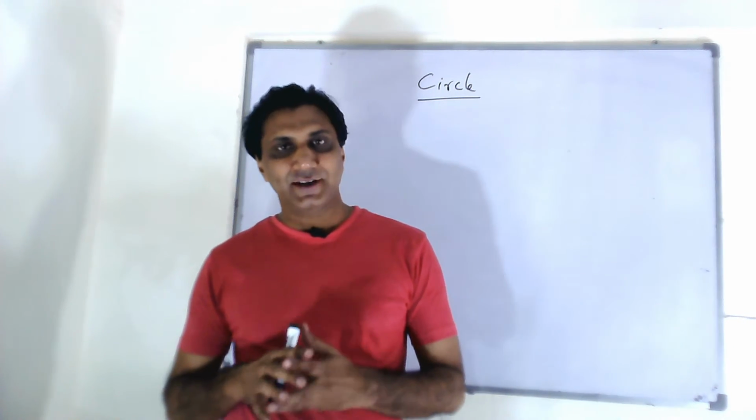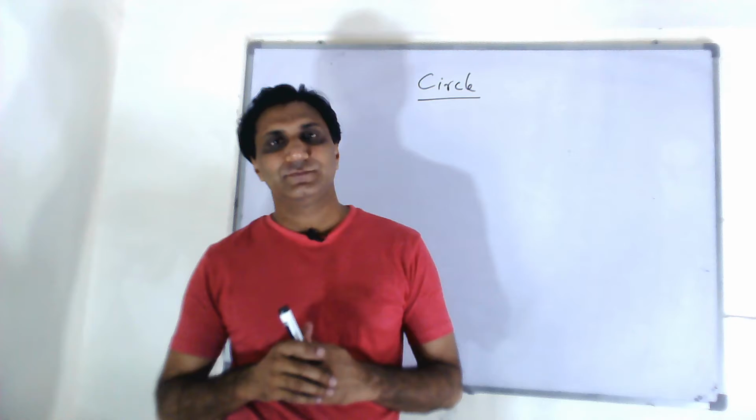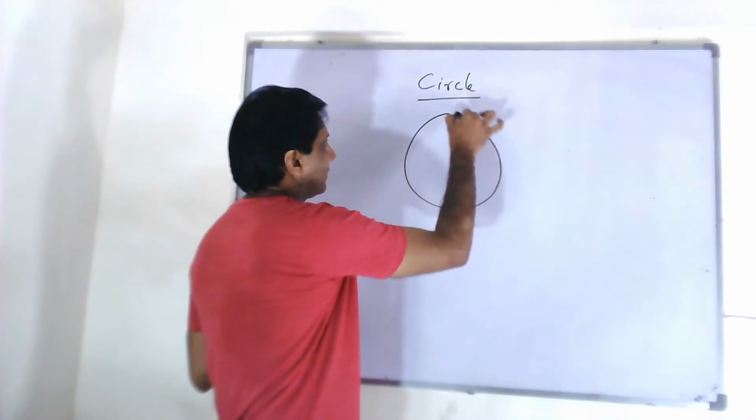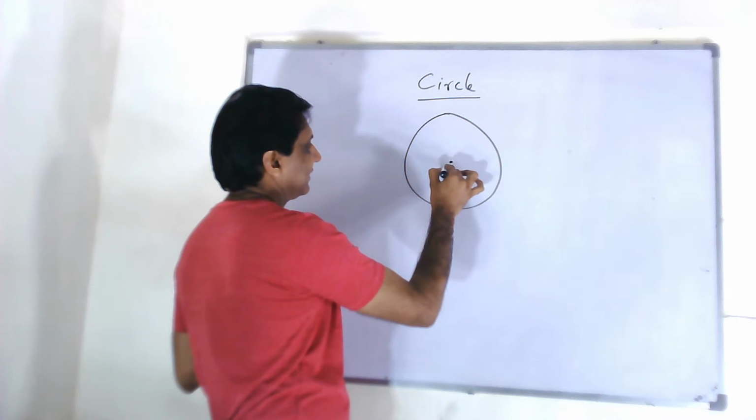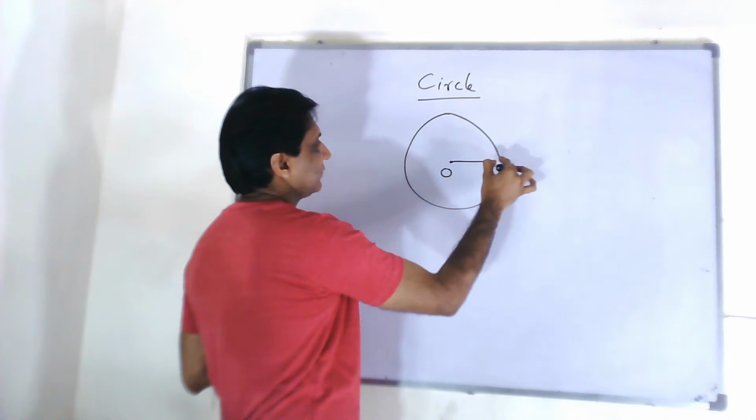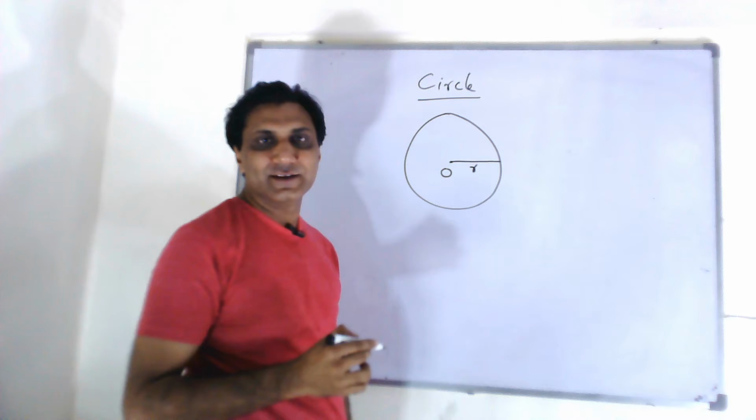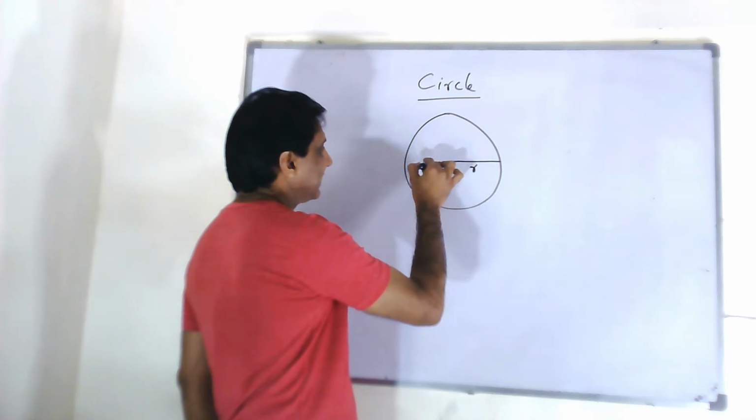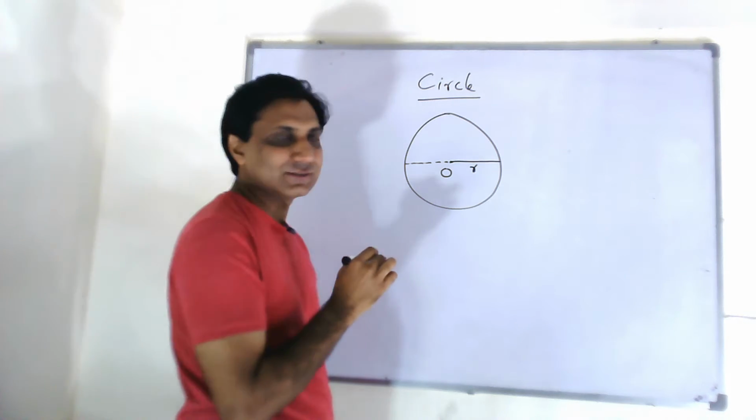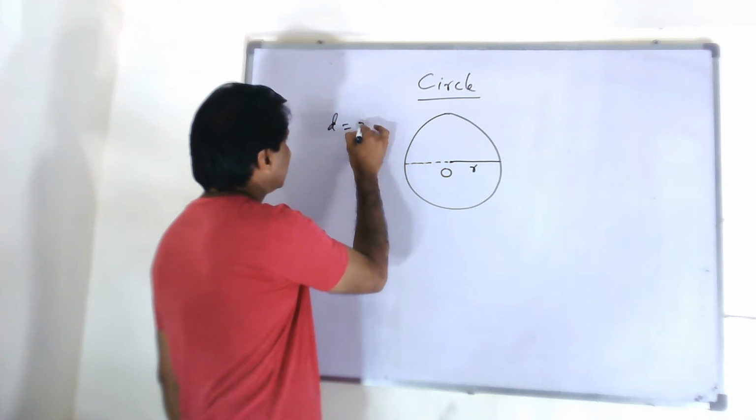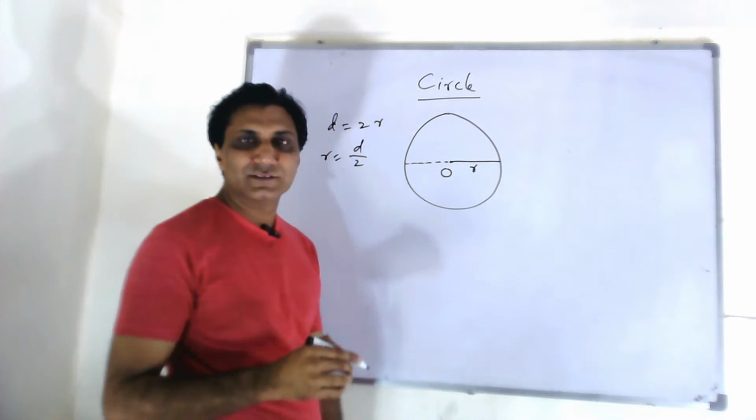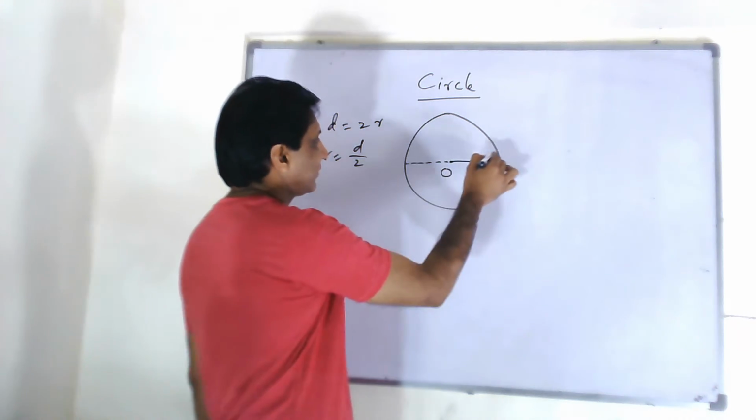Let's start with the circle. Let me tell you a thing or two about circles. This is the center, like it's O. The distance from the center to the circle is called the radius, and twice the radius is the diameter. Diameter is equal to twice the radius, or radius is equal to half of the diameter. So this whole thing is the diameter.